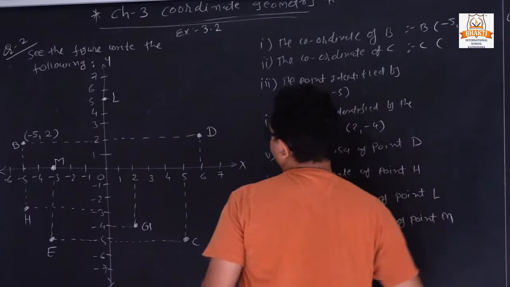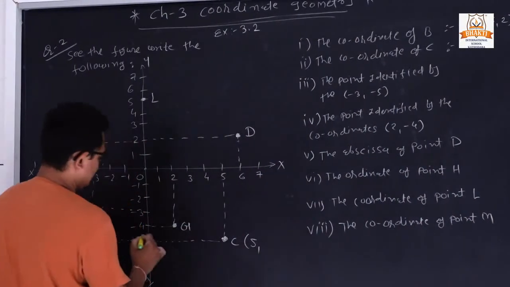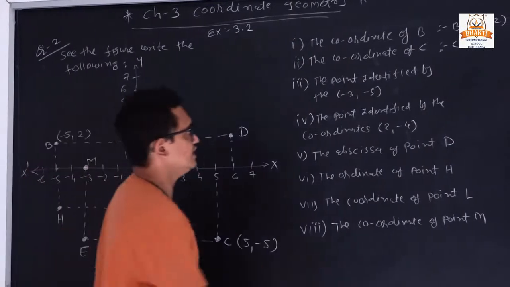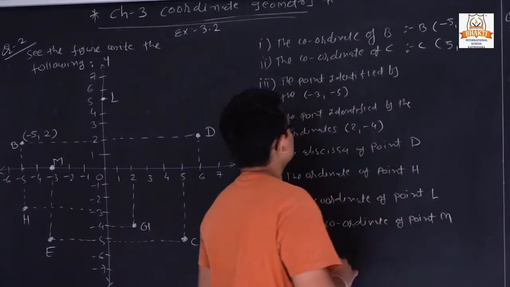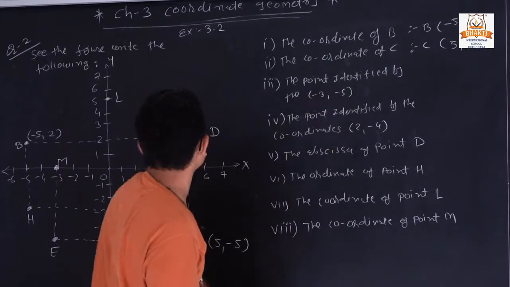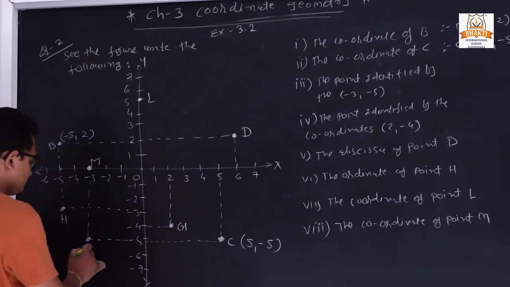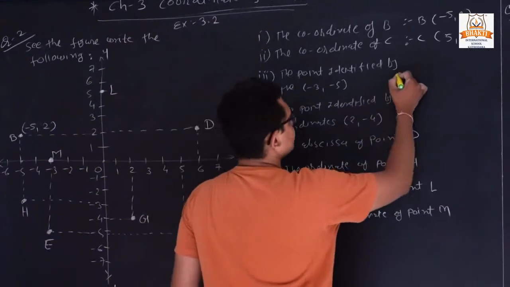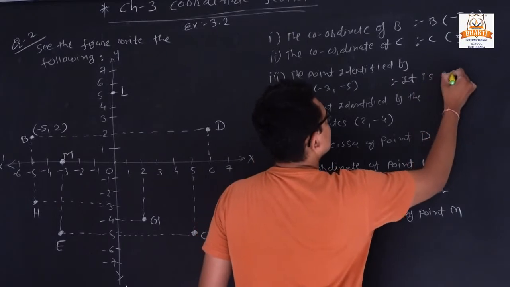Similarly for C. Where is C? It is here. What is its x coordinate? 5. And what is its y coordinate? It is -5. So the answer is (5, -5). Now the point identified by (-3, -5). So -3 and -5, which point is it? E. So we can identify it. The answer is point E.